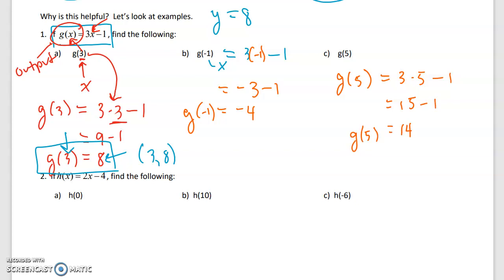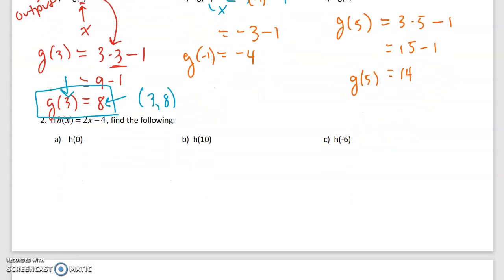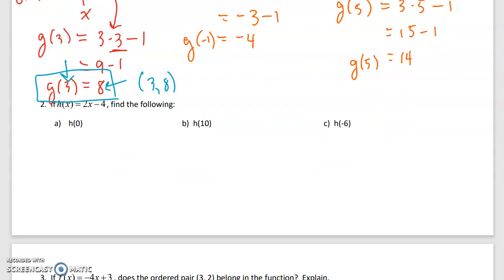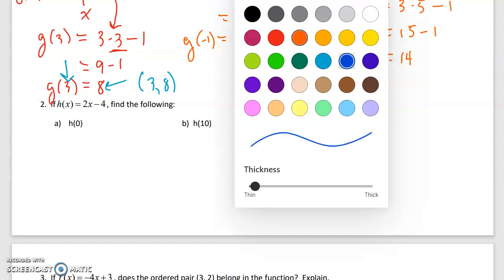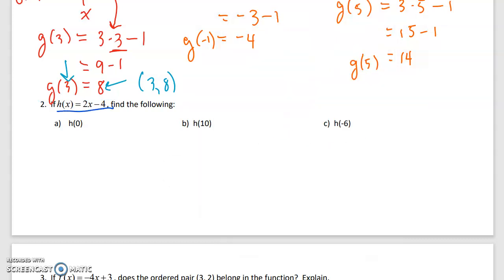A lot of times when we use this function notation, we use g of x, f of x, and h of x. Those are the really common ones that you see. So let's do a couple more, just with a new one, just to get the idea here. We're going to have h of x be 2x minus 4. So what is h of 0? It's 2 times 0 minus 4. H of 0 is negative 4.